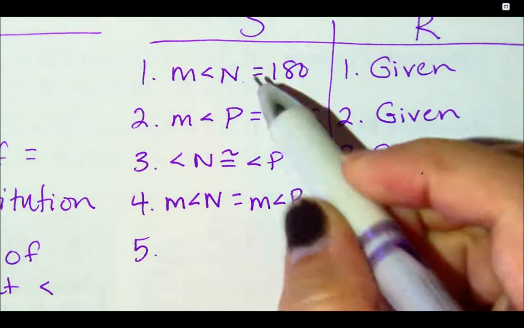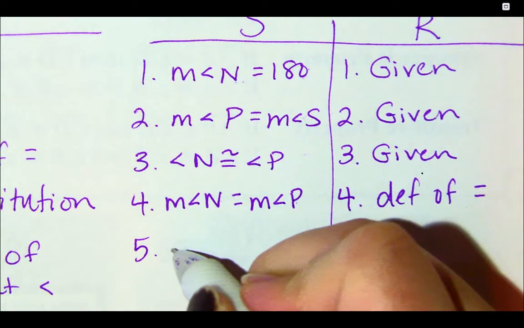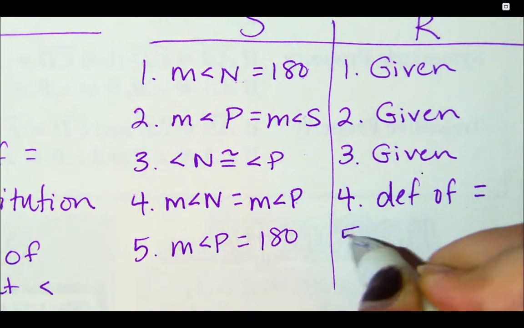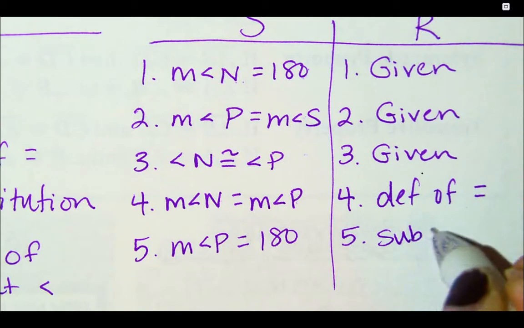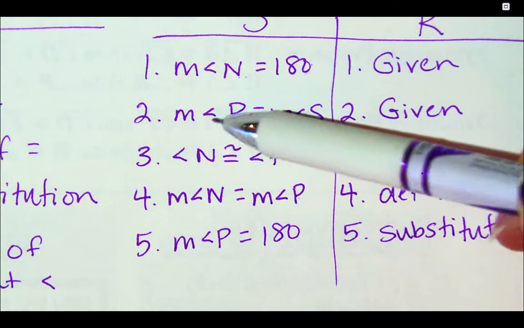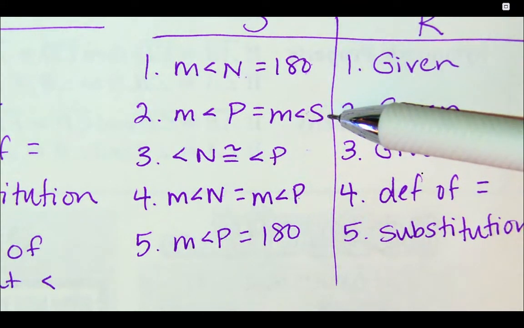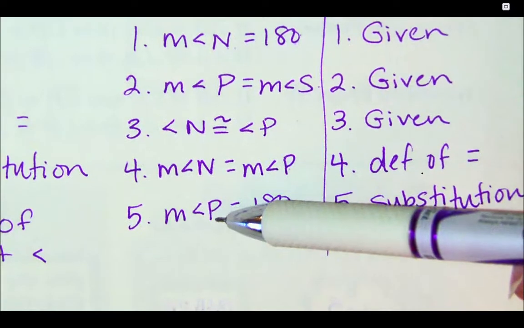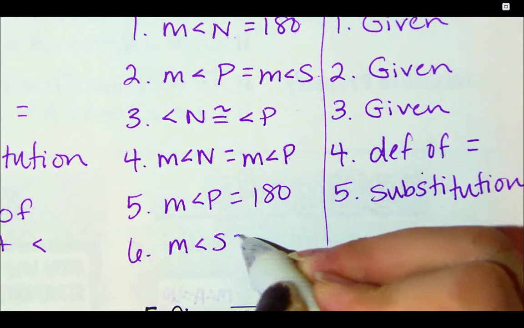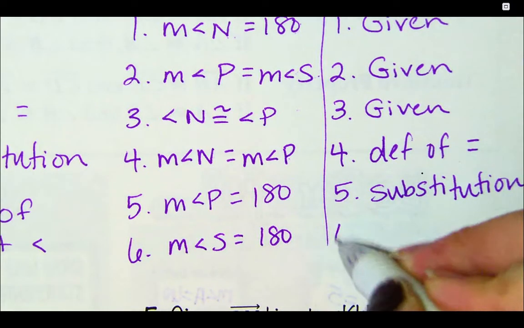So we're going to take N out up here and put P in its place. Measure of angle P equals 180. So that's substitution. And then this tells us that P and S are equal. So we can replace P with S. Substitution again.